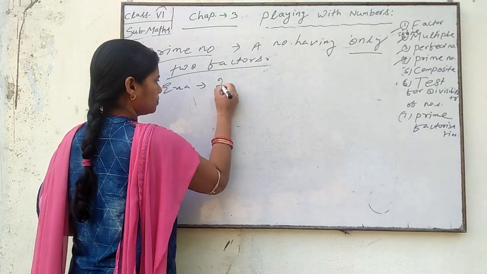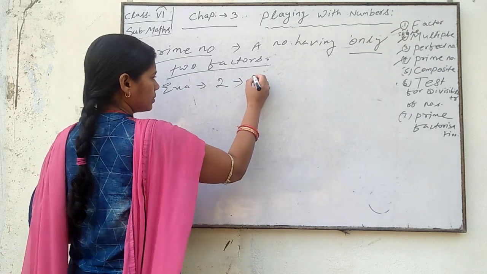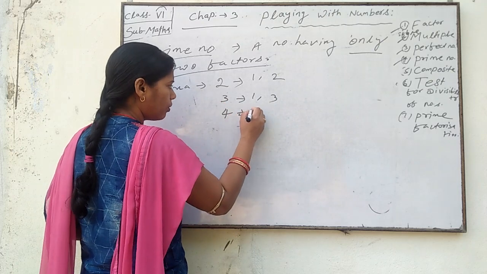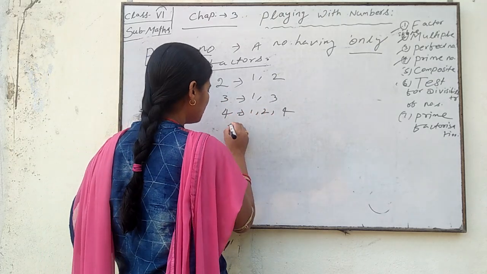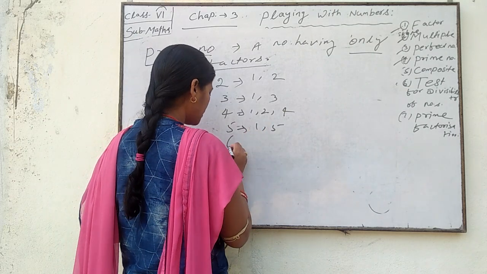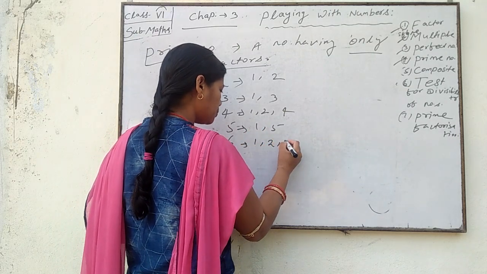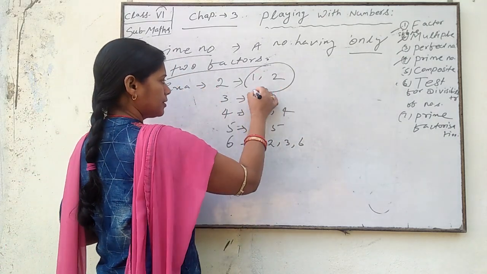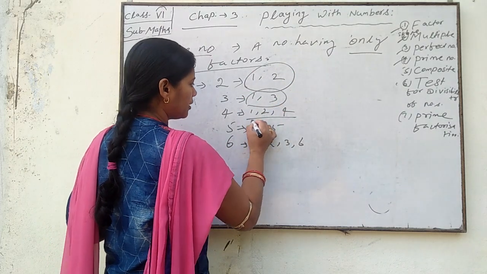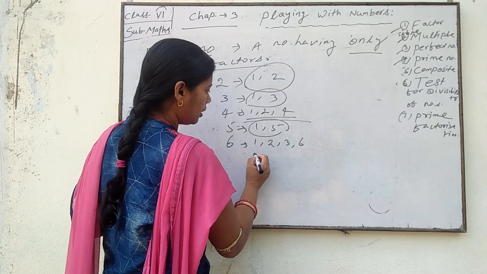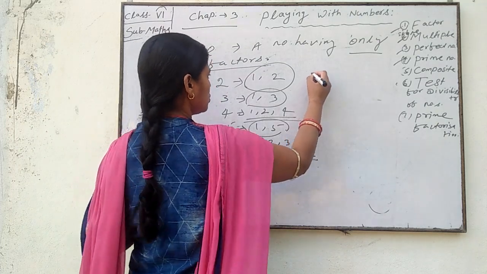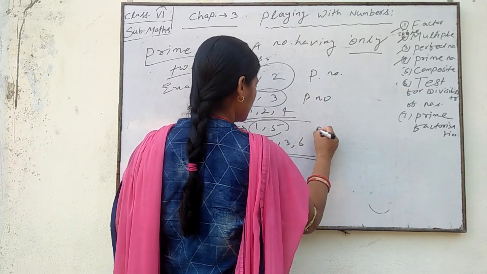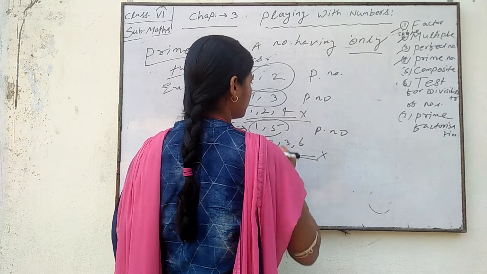Look here, 2. The factors of 2 are 1, 2. Factors of 3: 1, 3. Factors of 4: 1, 2, 4. Factors of 5: 1, 5. Factors of 6: 1, 2, 3, 6. Look here, only 2 factors. Here only 2. Here 3 factors. Here 2. And here 4 factors. So this is a prime number, and this also is prime. And this is not prime.